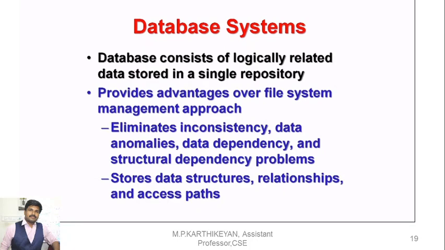So a database obviously consists of logically related data stored together in a single repository. Okay. And the advantage of a database system is that it stores the data structures, relationships, and also the access path. The access path is also termed metadata, which records what kind of sources we obtained that data from, whether it is reliable or unreliable. Data discrepancy is avoided, data redundancy is avoided, it eliminates inconsistency, and any repetition of data can be easily identified. So those are several advantages available in a database system.